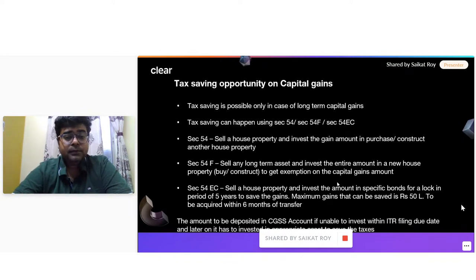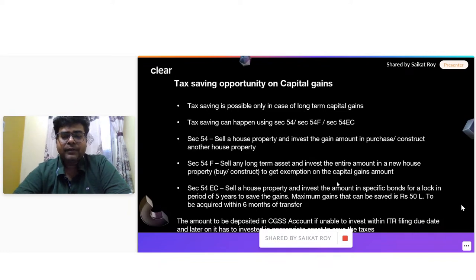Now, in case you are selling off any other long-term asset and investing the sum into a purchase of new house, flat, or construct a flat or house, you can get the exemption. However, in contrast to section 54, you need to invest the entire sale proceeds to get the exemption of the gain in its entirety. Right? So let's try to understand how this plays out.